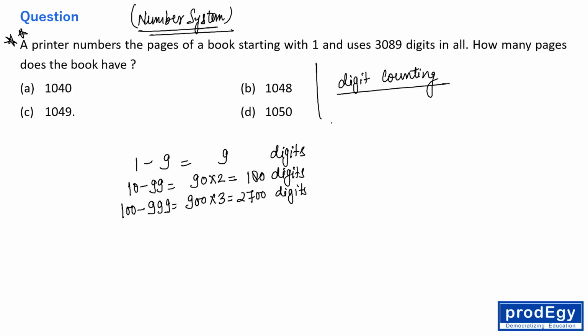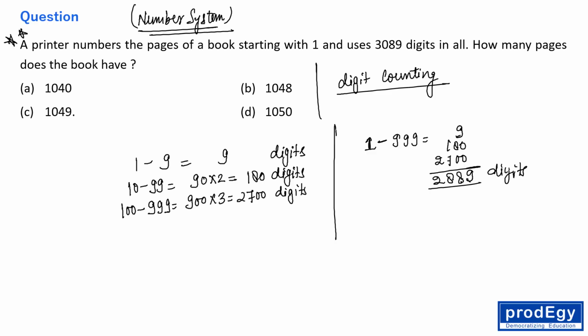Alright everyone, fine. So from writing from 1 to 999, you are actually using how many digits? You are actually using 9 plus 180 plus 2700, so 2889. So you are actually using 2889 digits, right? So when you have written from 1 to 999, you have actually used 2889 digits.